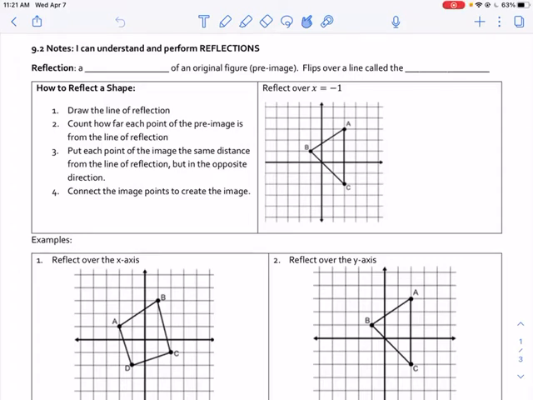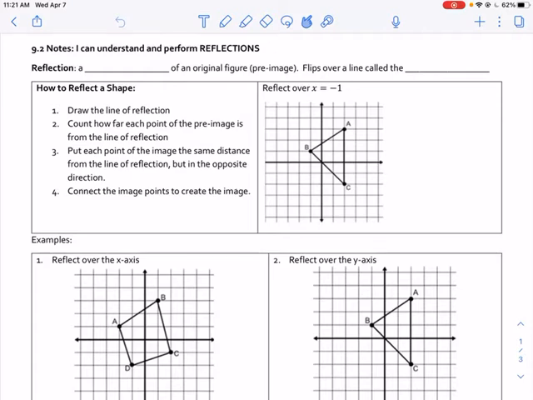In this video, we're going to understand and perform reflections. This video is actually intended to be the first of 3 parts, so keep an eye out for other videos. In this one, we will specifically be performing reflections, and in the other videos, we'll be developing and connecting to how to write a reflection rule.